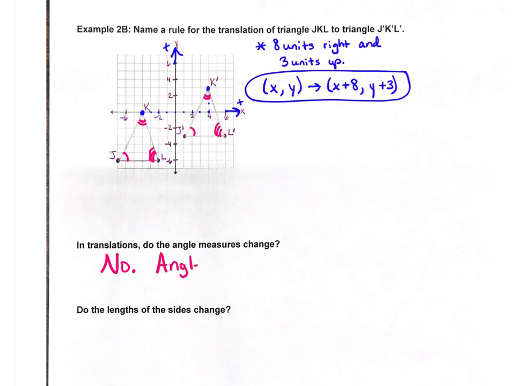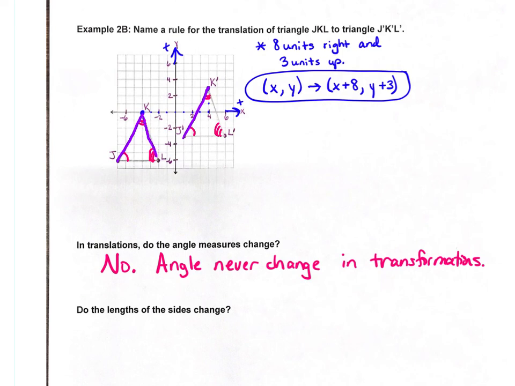Angles never change in transformations. That's very important to know because you'll have questions that might look a lot more difficult than they are asking about angle measures, and if you know that they don't change, then that makes the problems very simple to answer. The next question, do the lengths of the sides change? Well, if I look at these sides here from J to K, and I know it just slid over to get J prime, K prime, did that side get longer or shorter, or did it stay the same? It would have to have stayed the same.